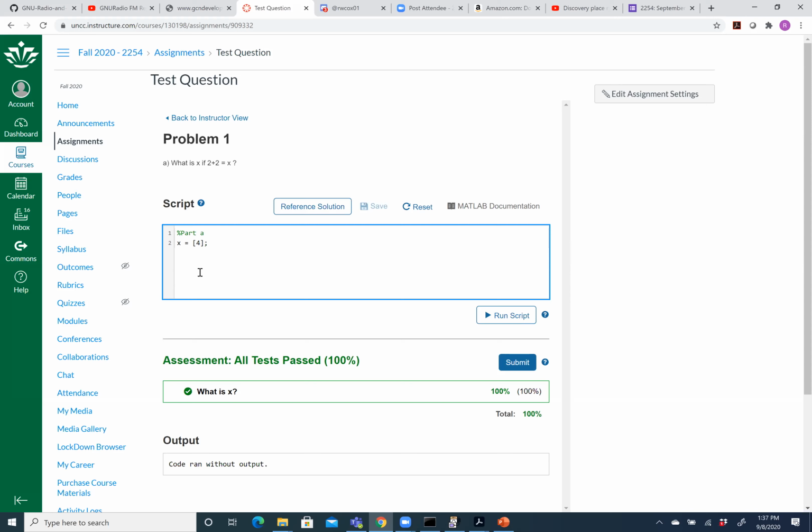I used this in 2112 last semester, even before COVID. Students loved it because they got immediate feedback on whether or not they were correct. And in theory, you should be able to get 100 on every homework because of this. So we'll talk more about that later.